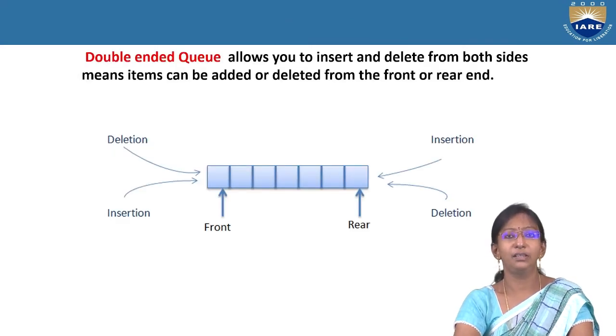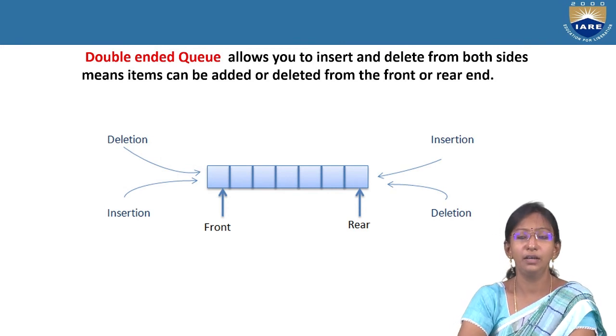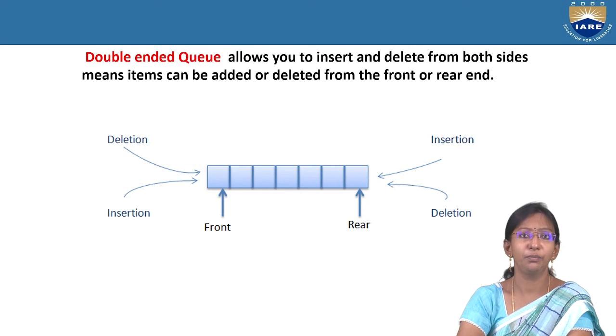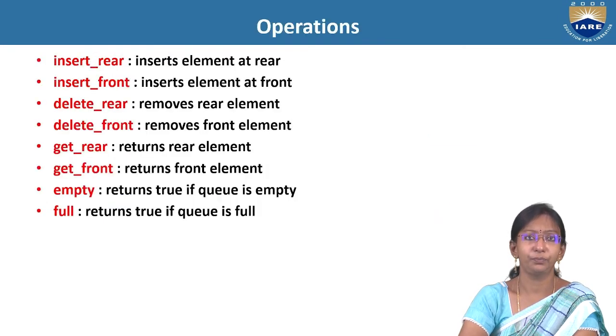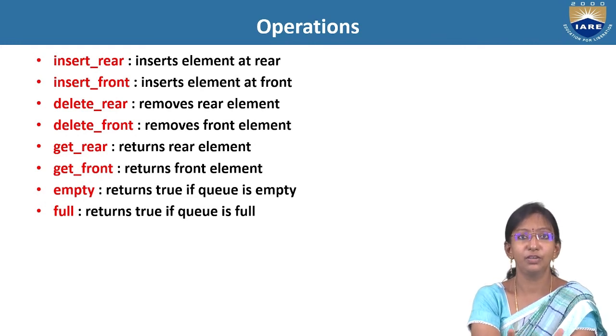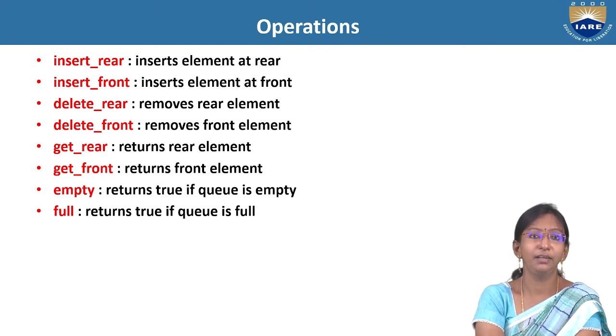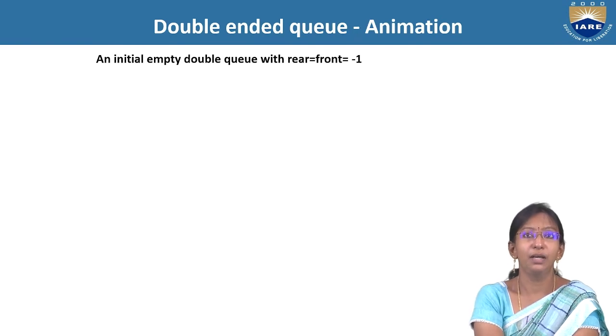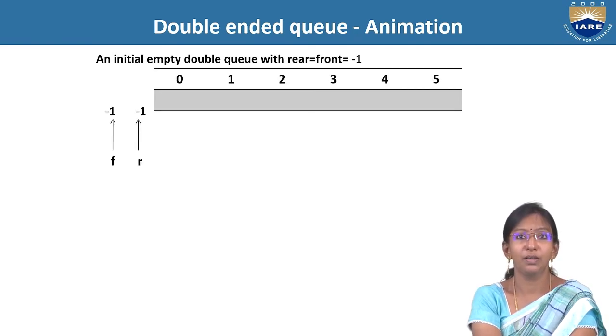So this is a double-ended queue. You can see at the rear end you can perform insertion and deletion. Even from the front end you can perform deletion and insertion. So you get a bunch of operations: insertion at two ends, deletion at two ends, getting the elements at the rear and the front, and checking whether it is full or empty. These are the primary operations on a double-ended queue. Let's look at a small animation on the same.